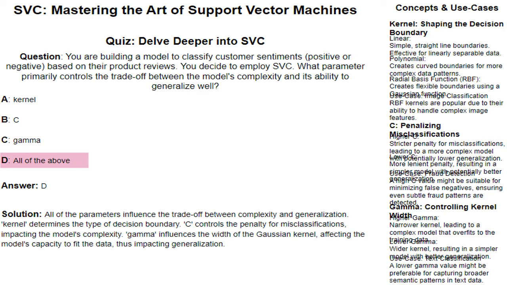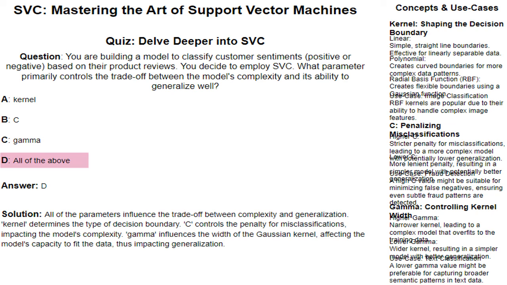Incorrect. The C parameter controls the penalty for misclassifications. A higher C value leads to a stricter penalty, resulting in a more complex model that tries to fit the data more closely. A lower C value allows for more misclassifications, leading to a simpler model. While this impacts the model's complexity and generalization, it is not the only parameter.